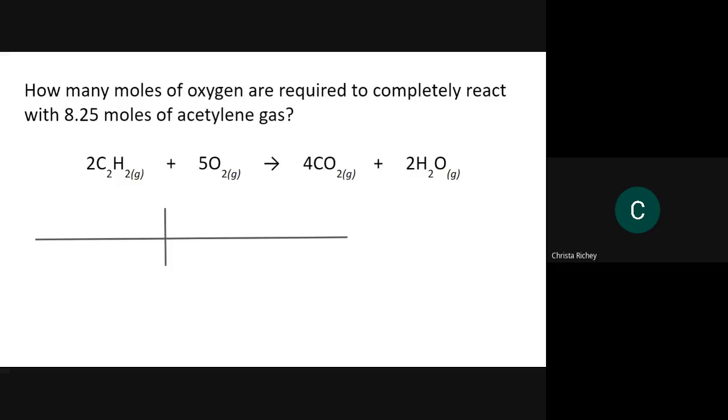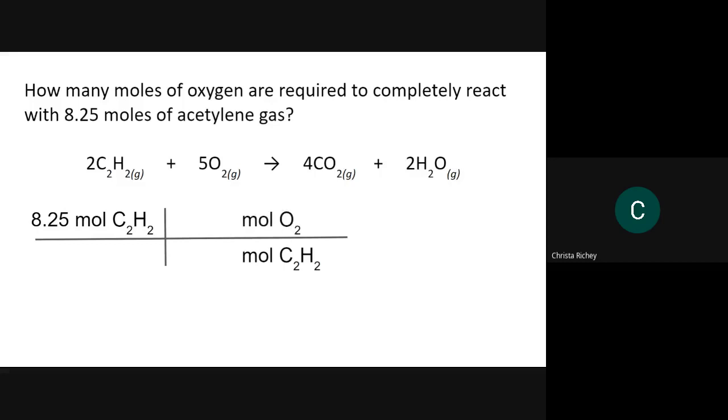The first one says, how many moles of oxygen are required to completely react with 8.25 moles of acetylene gas? Okay, this is acetylene gas, and it reacts with oxygen. It wants to know how much oxygen is going to react with exactly this much of my starting substance. If it is a mole to mole conversion, it is a one step. Where should moles of the acetylene go next? Down, over and down one. And then it's asking you to change it into moles of oxygen gas.